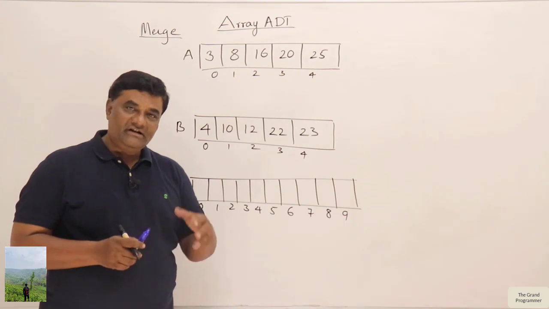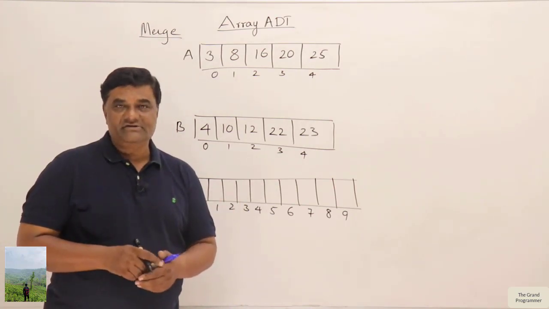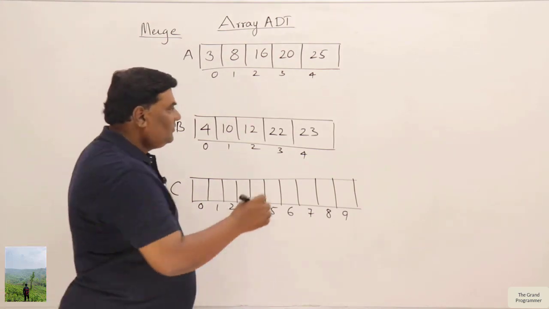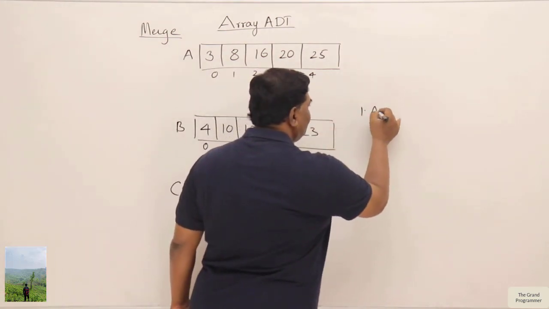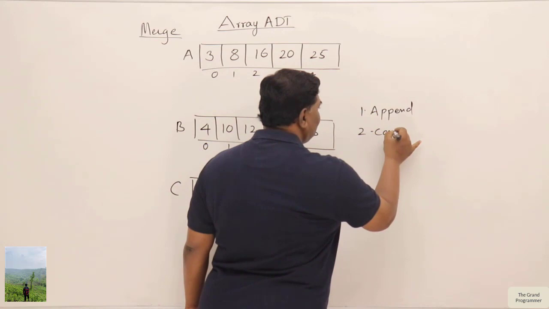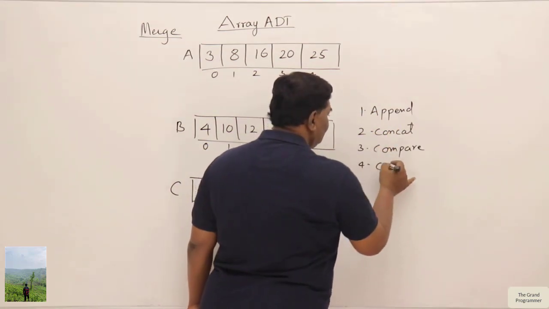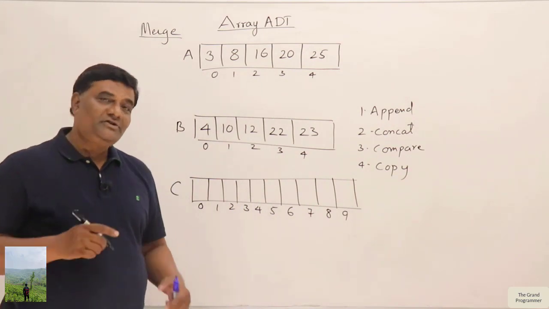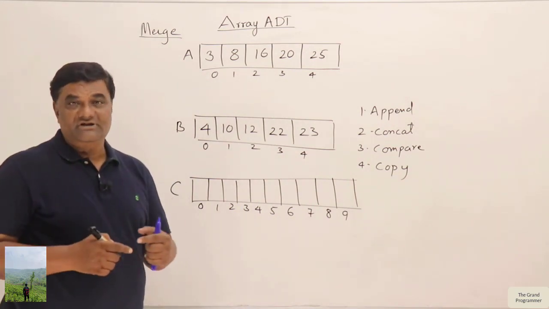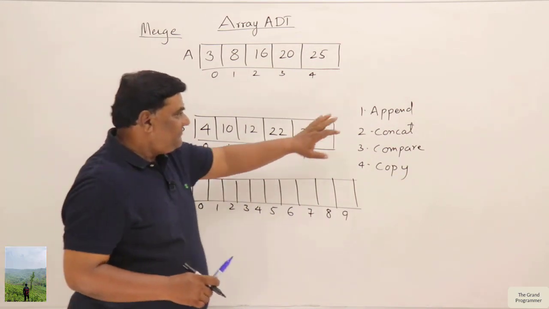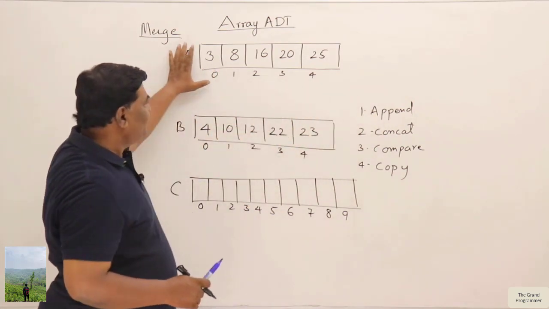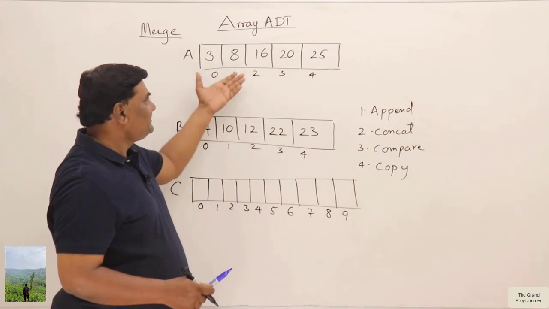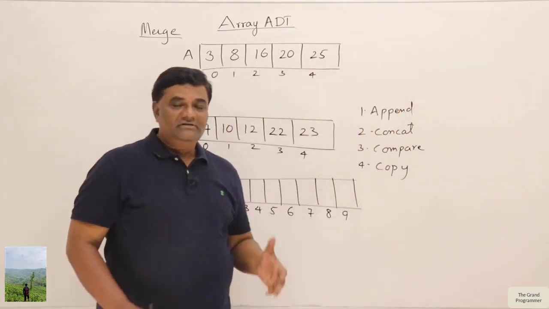Likewise merging, there are more binary operations on an array. Quickly I will tell about them. One is append, concat, compare, copy. These are some of the binary operations on an array. Here you need more than one array. Like appending an array: already we have an array and suppose there is free space, we want to add these elements followed by this one. That is append.